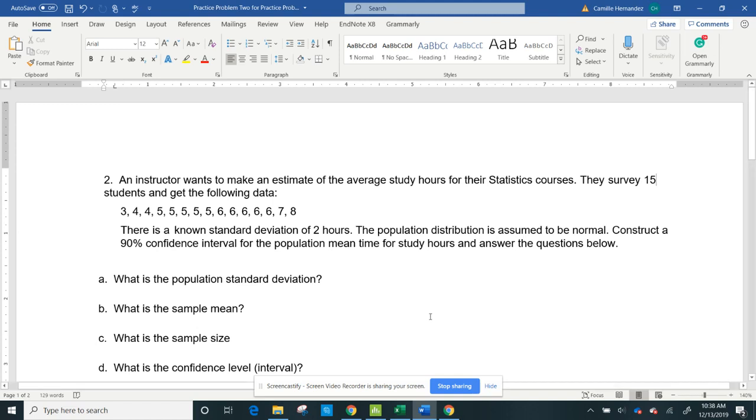So the first question is, what is the population standard deviation? Well, I know it is 2 hours because the problem says it. It says it's a known one. And remember, if it's known, we consider it the population standard deviation.